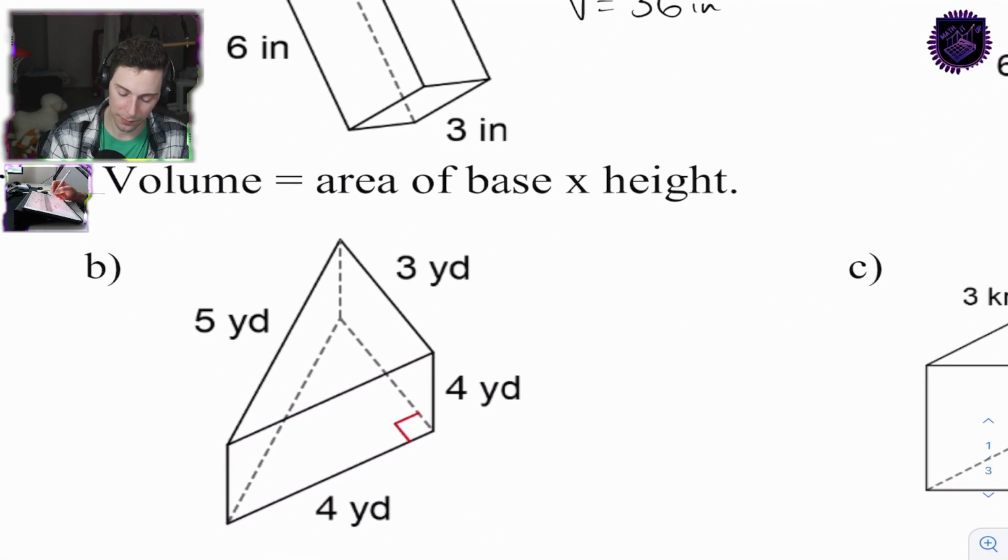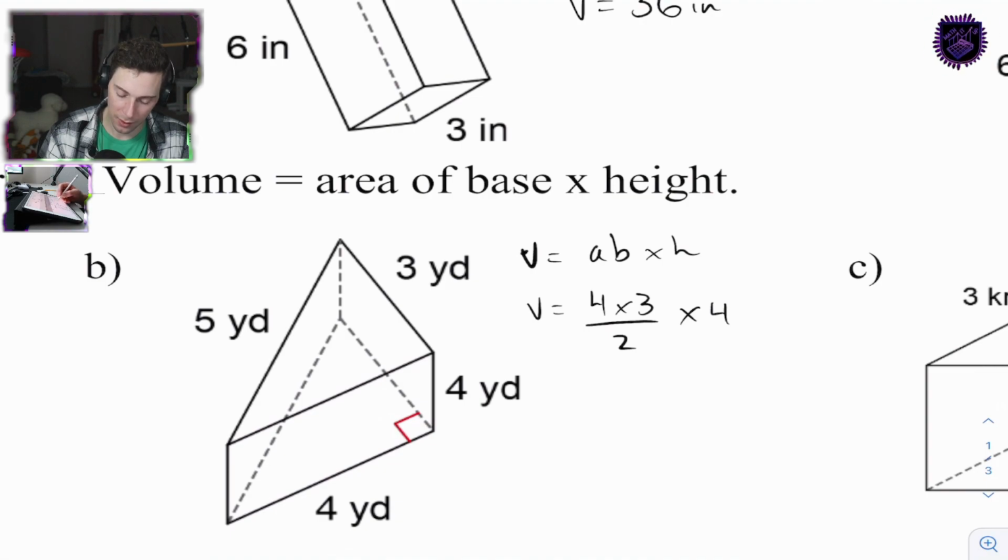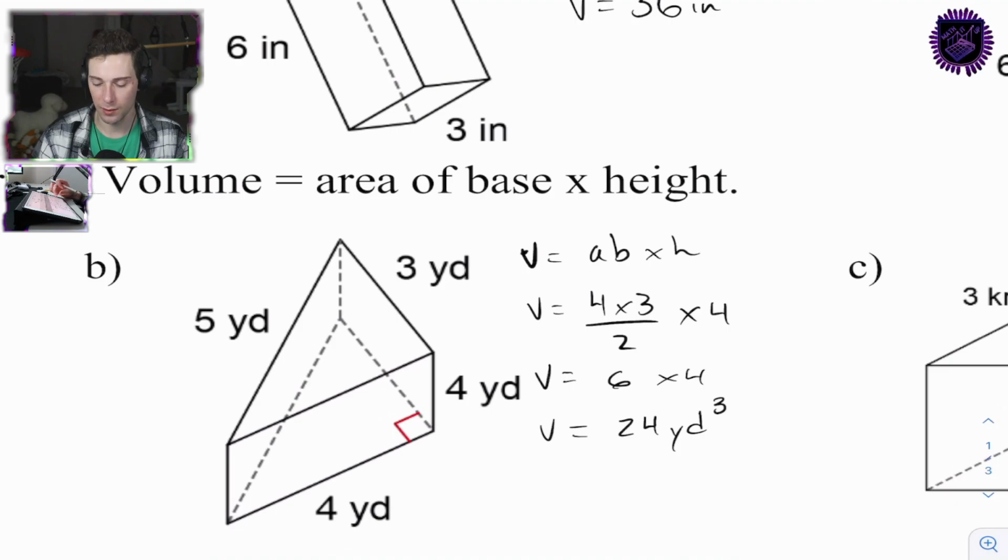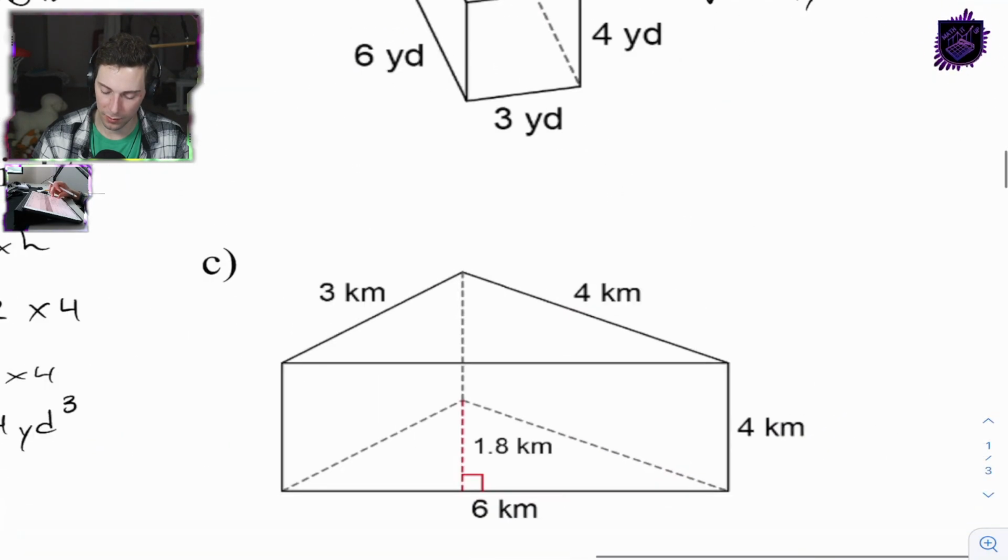Another right angle triangle. So our volume will be equal to area of the base times height. And our volume is equal to 4 times 3 divided by 2 multiplied by 4. And our volume is 6 times 4. Our volume will be 24 yards cubed. Last question here.